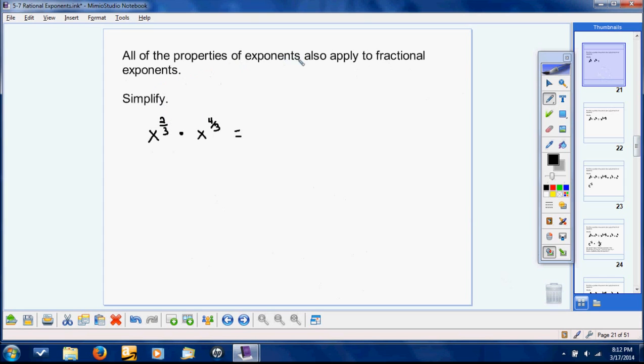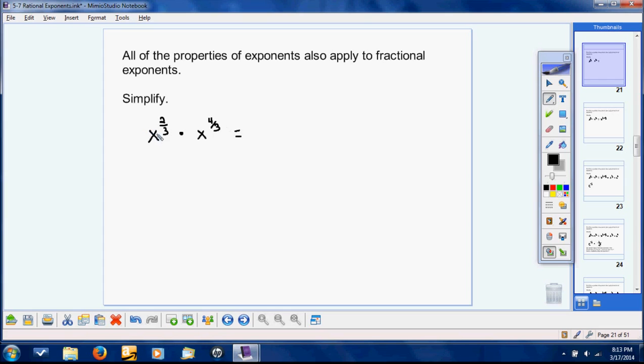All the properties of exponents also apply to fractional exponents. So, when we said for the negatives, you had to watch out for the negative fractions, and you do the same thing with them that you would do with a regular fraction, an integer. You move it down to the bottom. Same thing here. We need to treat these exponents just like you would if they were whole numbers.